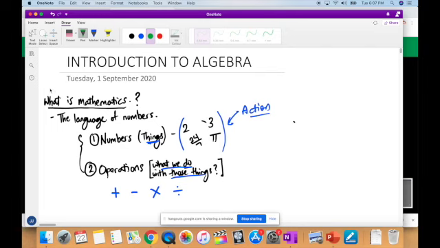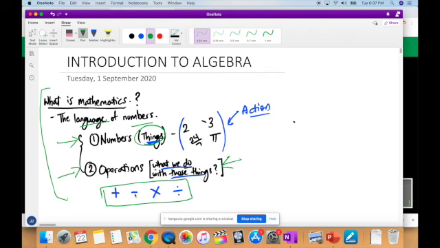Now, the first thing that we did was, what is mathematics? Mathematics is the language of numbers. So we have two things. We have numbers, which are things, and we have operations, which is what we do with those things. This is what we were talking about from the very first class, and we saw that these are operations right here. So this is all that we have to deal with in the whole of maths.